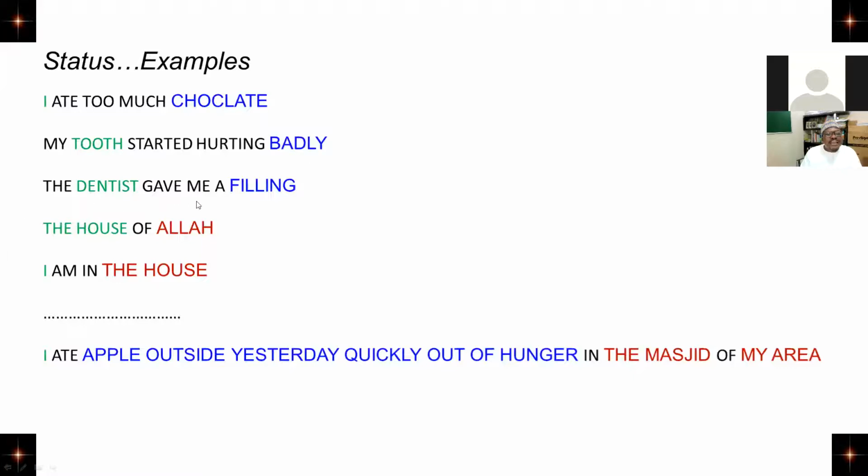The dentist gave me a feeling. So the dentist is the one who did the giving, so it's in rafa status. A feeling is what was given, so it's in nasb status. Yes, you are right, Aisha. So the dentist is the doer here and the feeling is the done to.